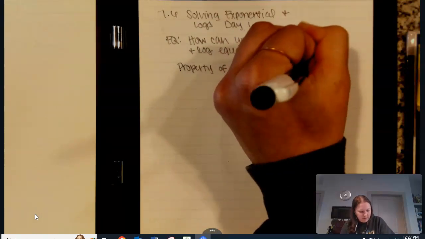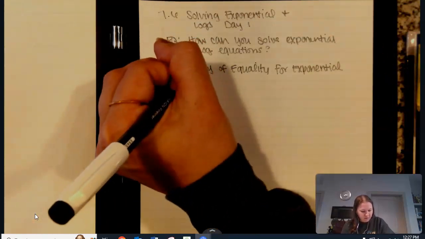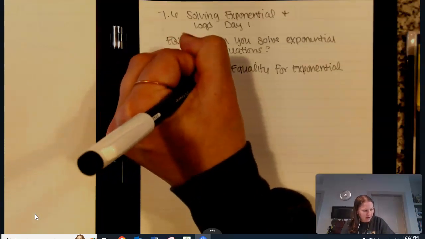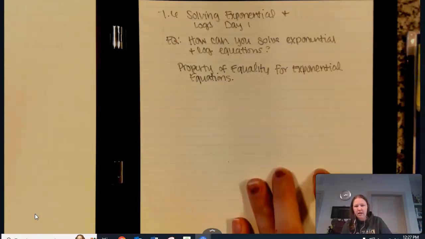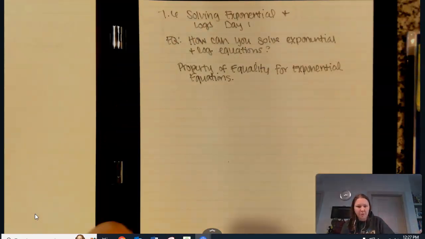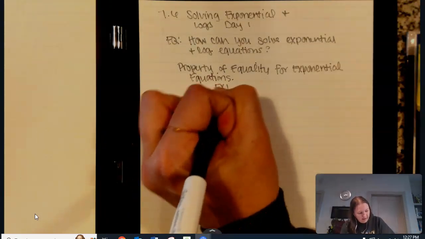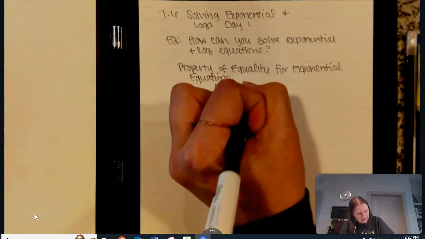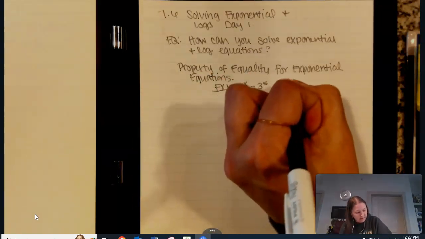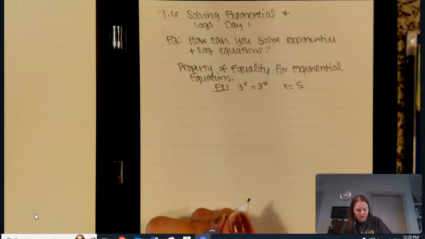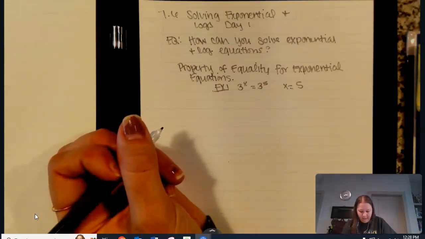Because it turns out y'all have been using the property of equality in math over and over again. That's why whenever you solve equations, you have to do to one side what you do to the other. It's all for this equality property that exists. So basically, if you have 3 to the x equal to 3 to the 5th, then you know that x has to be equal to 5. Incredible stuff there.